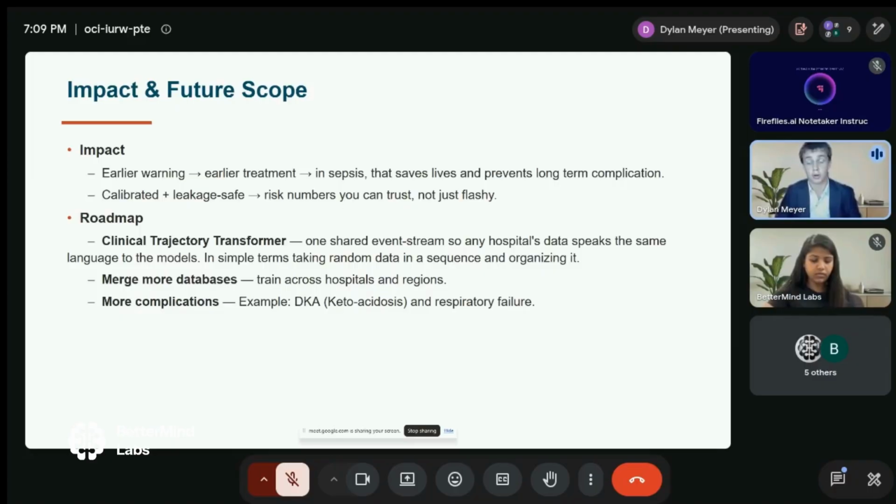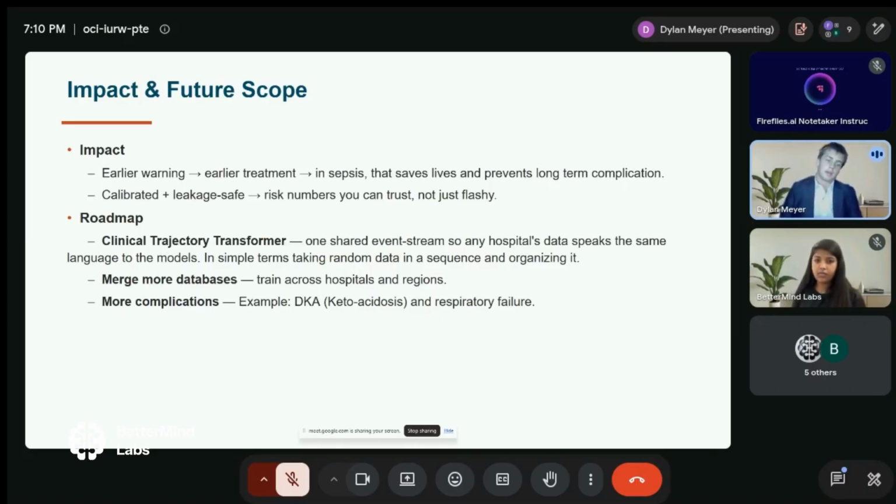So the roadmap for the future is that the clinical trajectory transformer is going to be able to turn all types of hospital data, because each hospital has its own data stream, the way they organize the data that comes in from a patient, into one simple stream of data that the model is able to understand. And then it'll be able to train across hospitals in different regions in the future. The problem right now is that I'm not able to access research level data because of HIPAA laws. So real data will take time to get and train the model on.